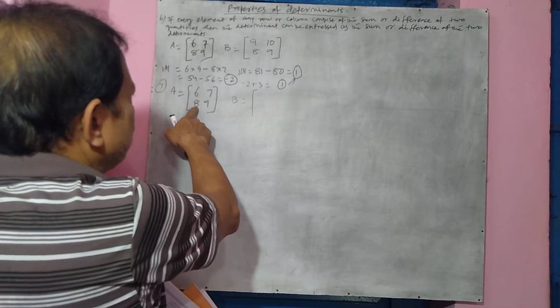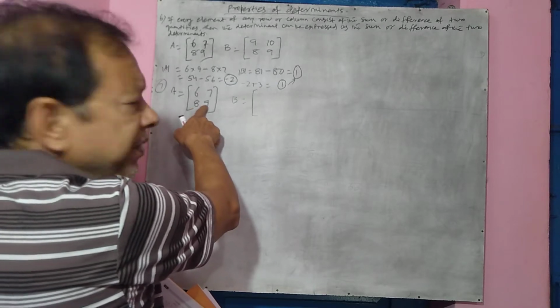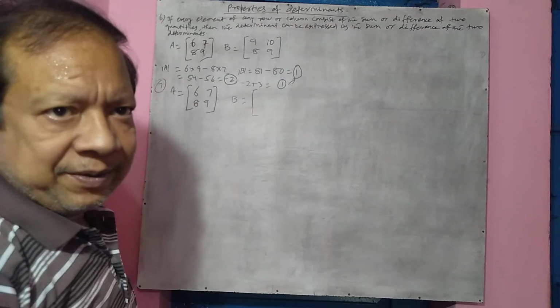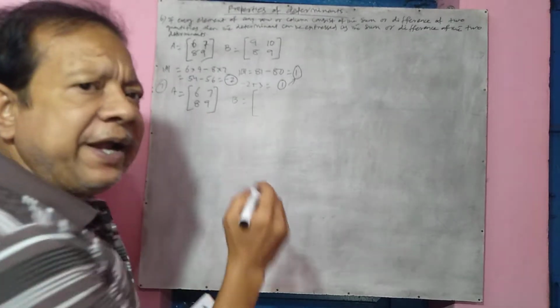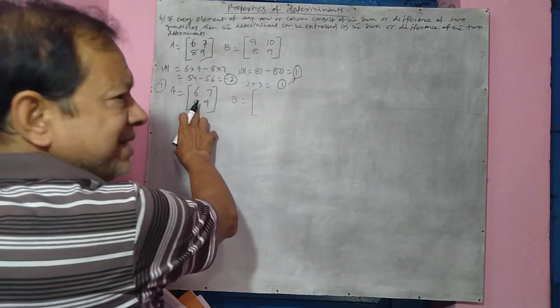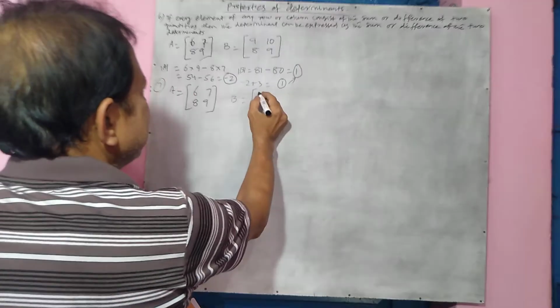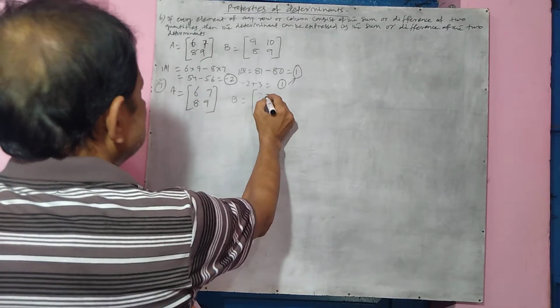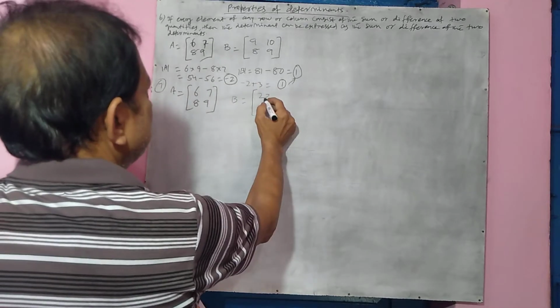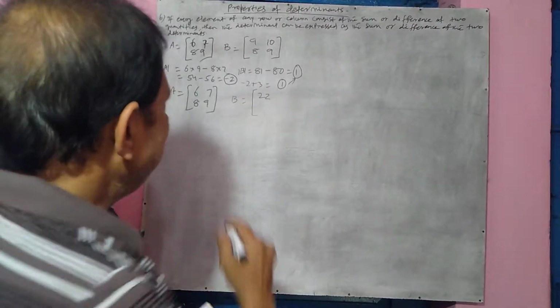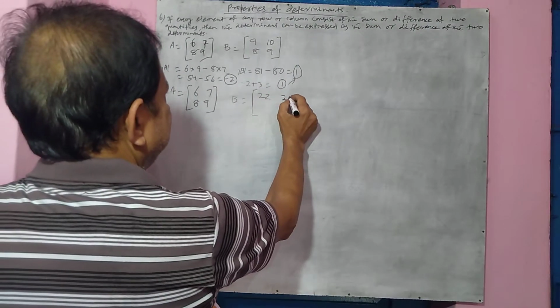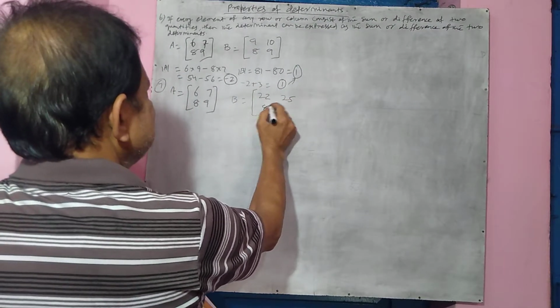Let us multiply 2 with the second row and add with the first one. Okay, so second row 8 and 9, multiply by 2, so 8 times 2 is 16, 16 plus 6 is 22. And 9 into 2 is 18, 18 plus 7 is 25. Then this is 8 and 9.